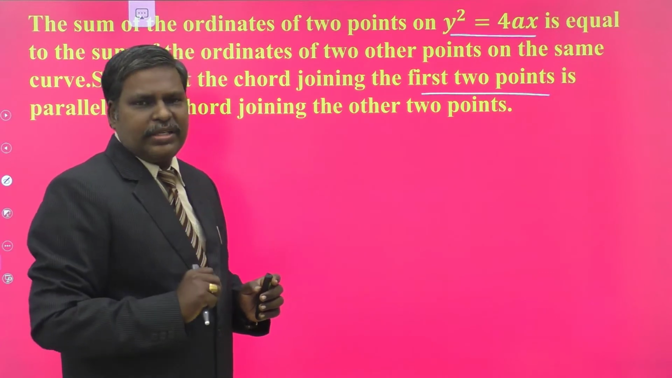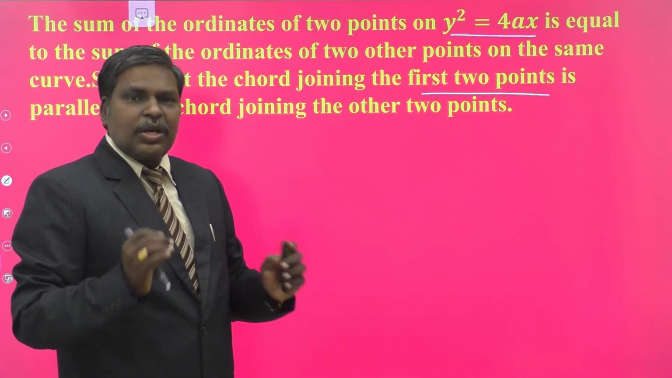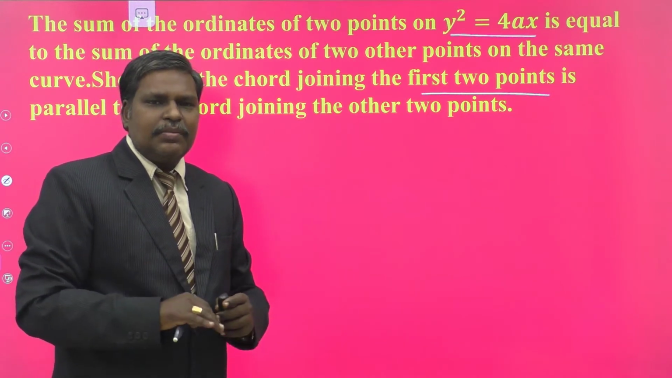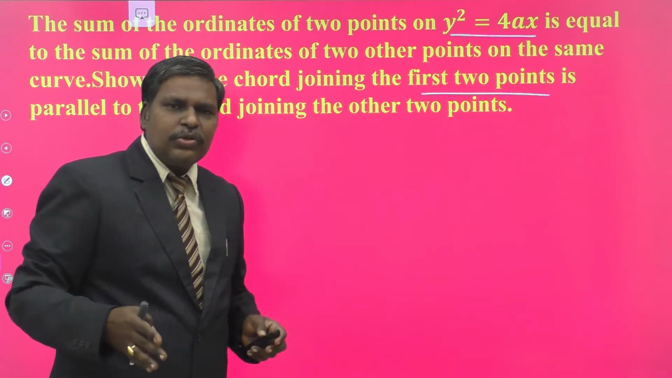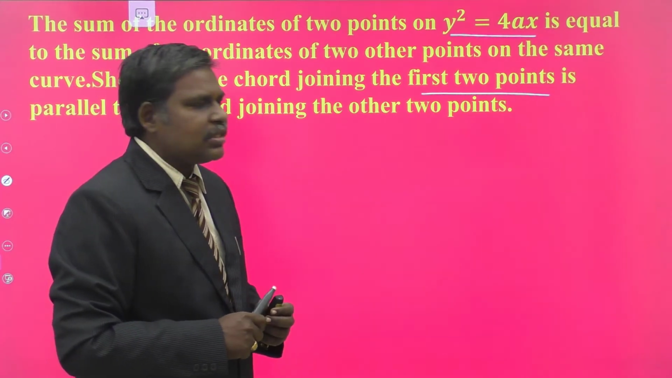Take another 2 points on the same parabola. Find its sum of ordinates. Suppose these 2 ordinates are same. What you are going to show? You are going to show that the 2 lines are parallel.